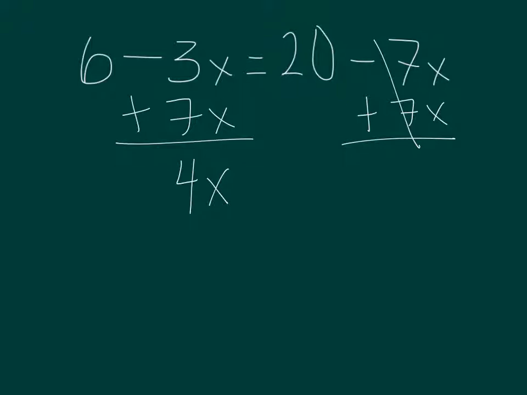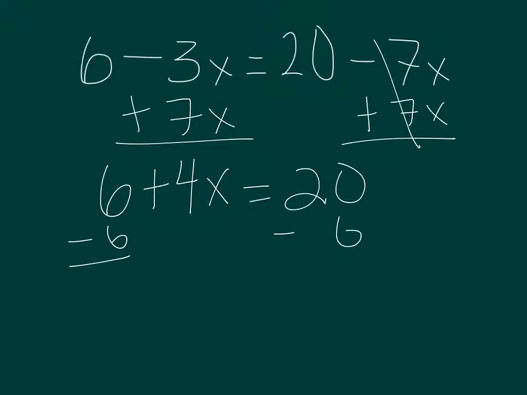So I have 4x. What do I still have left? I still have a 6 over here. And we said that this became positive because there's more good guys. So it's 6 plus 4x equals 20. Now I can solve for x. I will subtract 6 from each side. 20 minus 6. One's positive, one's negative, so I subtract like normal. 14. And I'm left with 4x equals 14.